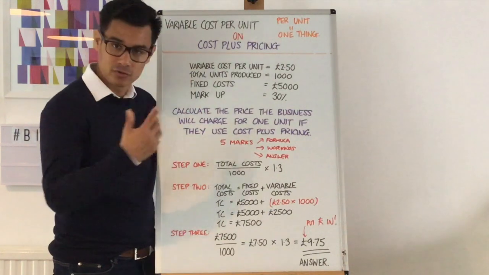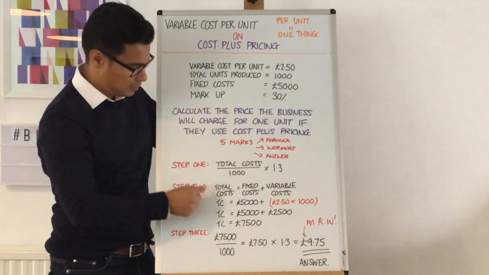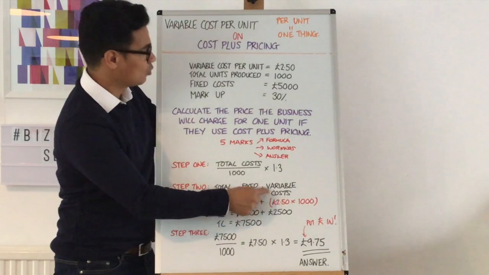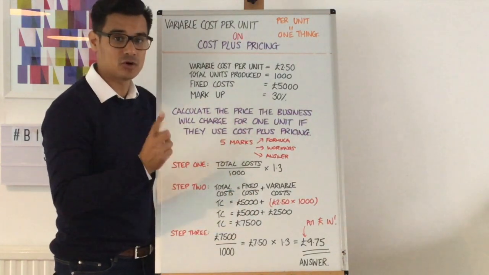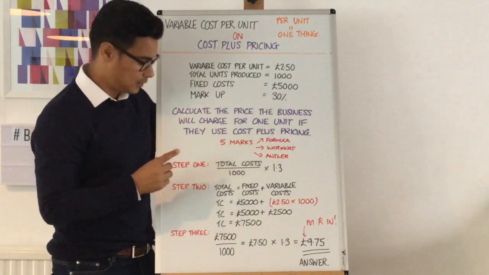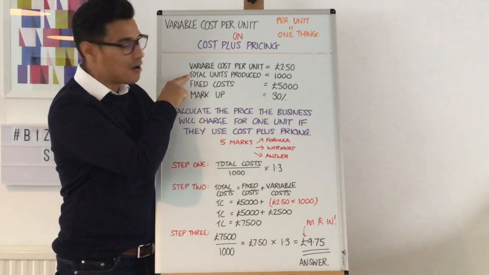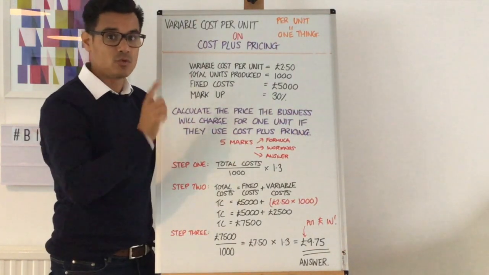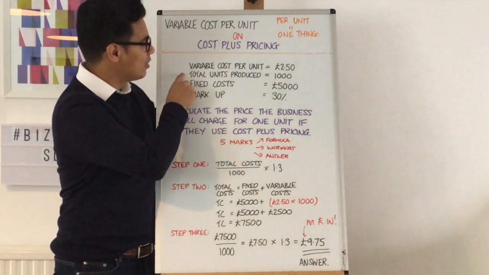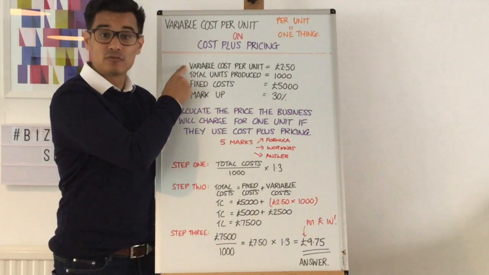So the total costs, you remember the formula, is fixed costs plus variable costs. But in the numbers we're given, fixed cost, yes, we've got it, it's 5,000. But variable costs, we are not given. We're given the variable cost per one thing, per one unit, which is £2.50. But we are informed that this business makes 1,000 units. So we know the total variable cost would be how many things they make times by what the variable cost is for each thing.